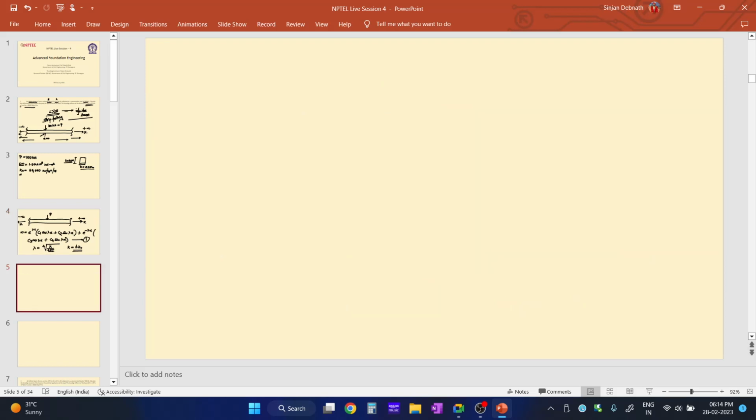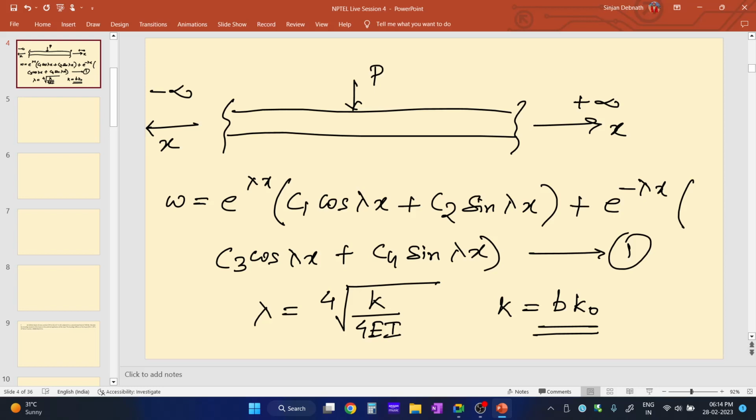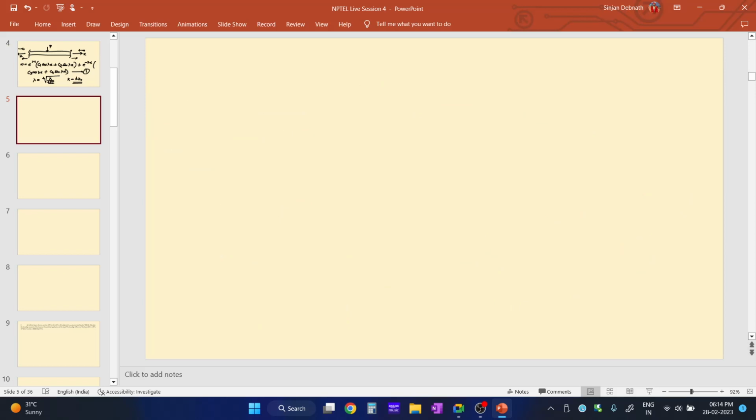So what are the boundary conditions? Look at this diagram. This side is tending towards negative infinity. This side also tends towards positive infinity. So this one is an infinite beam. So for the infinite beam, as x tends to infinity, the deflection also tends to 0. This is the boundary condition.